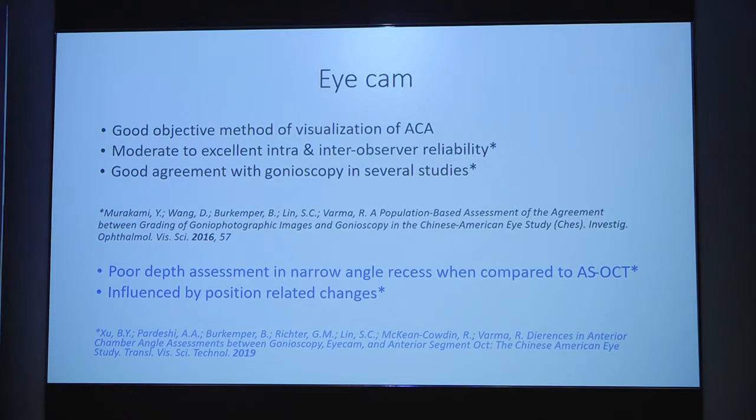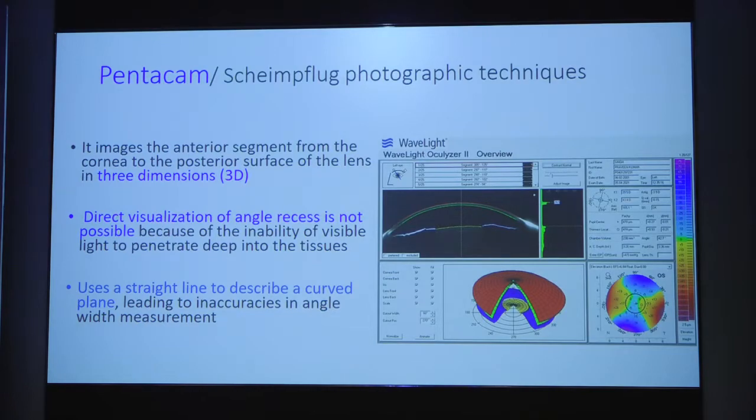There is moderate to excellent intra- and inter-observer reliability and good agreement with gonioscopy shown in several studies. But the drawbacks are poor depth assessment in narrow angles when compared to anterior segment OCT, and it is influenced by position-related changes. Pentacam images the anterior segment from the cornea to the posterior surface of the lens in three dimensions, but the major drawback is that direct visualization of the angle recess is not possible.